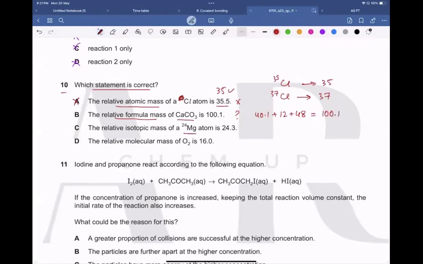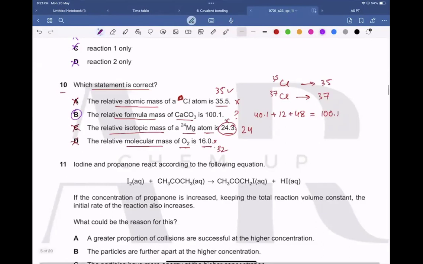For the magnesium atom, it's 24, so its relative isotopic mass must be 24. So this is wrong as well. The relative molecular mass of O2 is not 16, it's O2, so it is going to be 32. So D is wrong as well. So B is the correct answer. Is this clear? Yes, Mariam, did you understand why A is wrong?